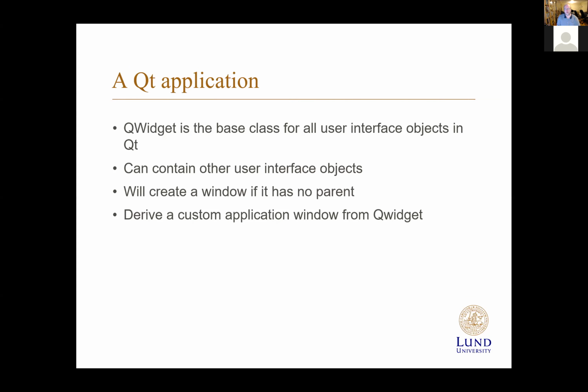So the base class for all of the widgets or user interface objects in Qt is the QWidget class. And the QWidget can contain other user interface objects. So you can add list objects to this widget. If it doesn't have a parent, it will create an outer window to show it on the screen. And what you also usually do is derive a custom application window from QWidget, so that you have your own window class and your own methods, and you derive all the base functionality from the QWidget class.